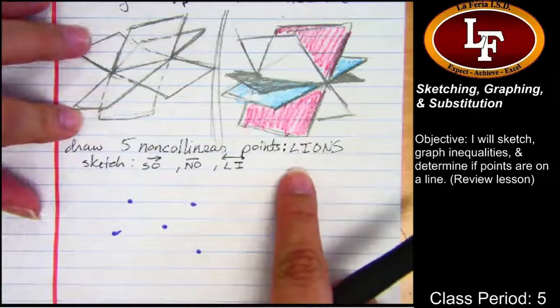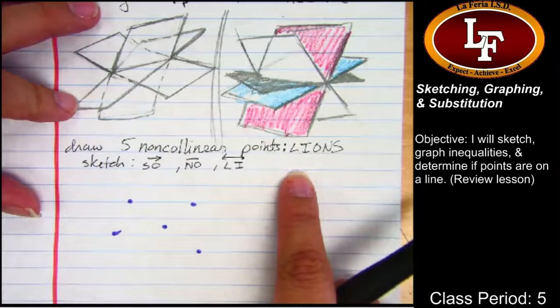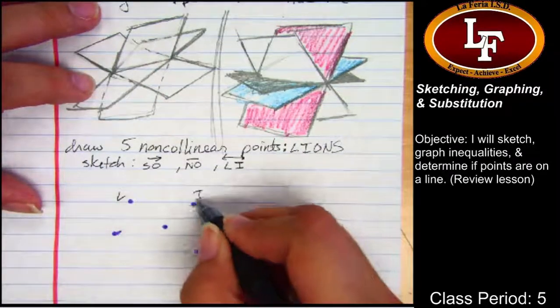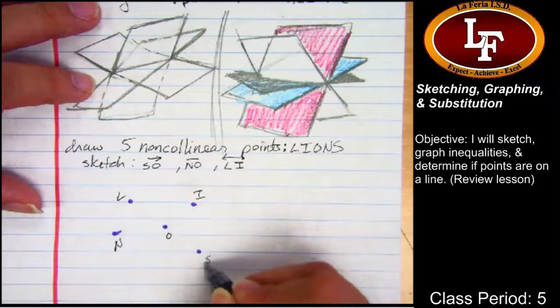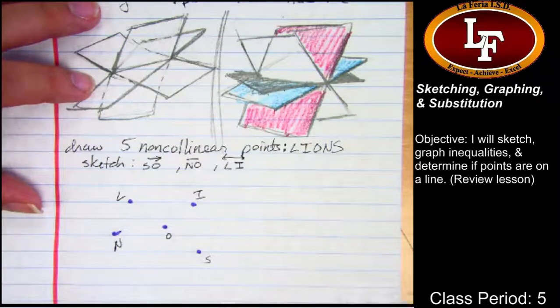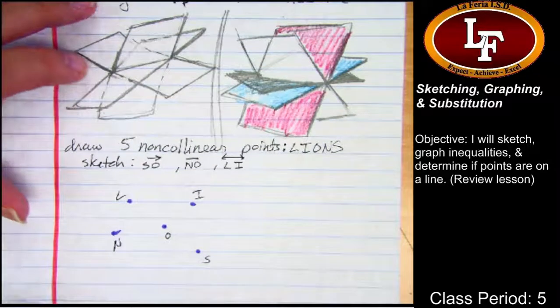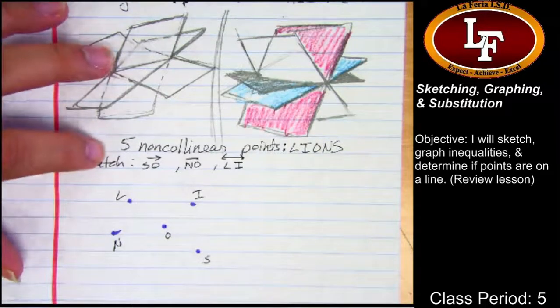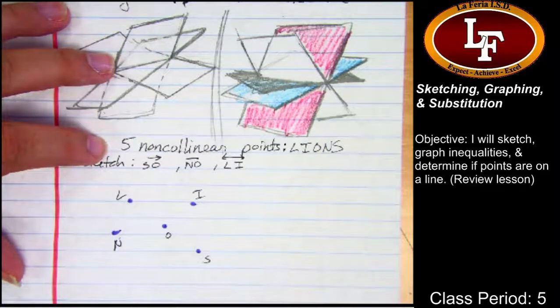Wow, I'm still working on the first thing. Step 1. Don't get ahead of me. All right, let's label them. L-I-O-N-S. And now we can go on to the second step. And the second thing said, ray, S-O. What's a ray?